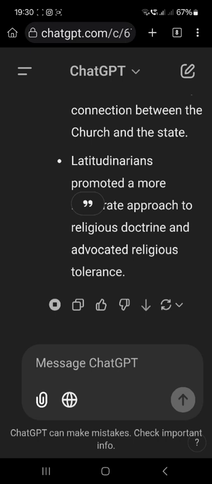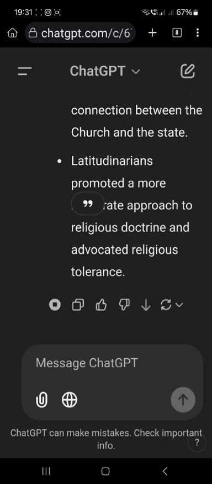3. Constitutional changes. The Glorious Revolution marked a shift towards a constitutional monarchy where the powers of the monarch were limited by law and subject to parliamentary control. It established the principle of shared power between the monarch and Parliament, ensuring greater accountability and the protection of individual rights. Number 4. Toleration Acts.